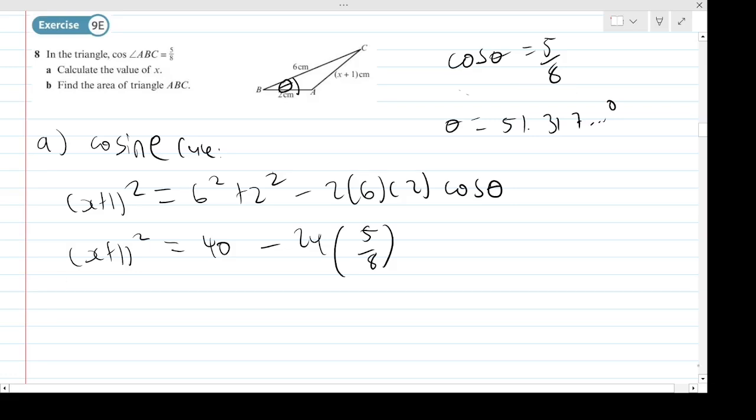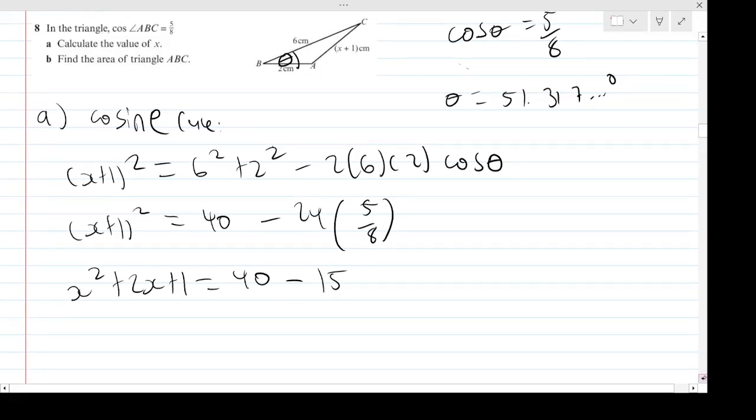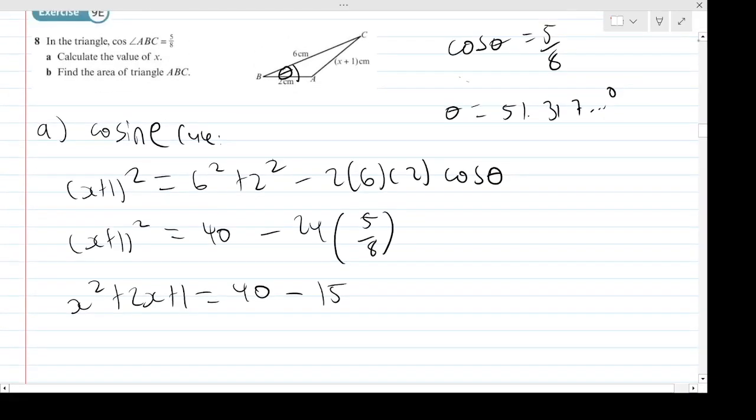And there we are. So then we can expand this bracket. So x plus 1 squared, well, that's going to be x squared, then x and x would be 2x, and then 1 squared is plus 1. Then we're going to get 40 and then minus 24 times 5/8, so I'm going to get minus 15. There we are. So this 40 minus 15 is actually 25. But then I can move that to the other side to get a quadratic equation, can't I? So then I'm going to get x squared plus 2x, and then 1 minus 25 is minus 24 equals 0.